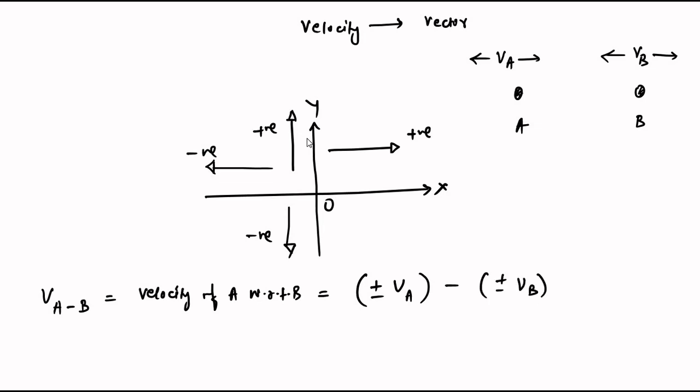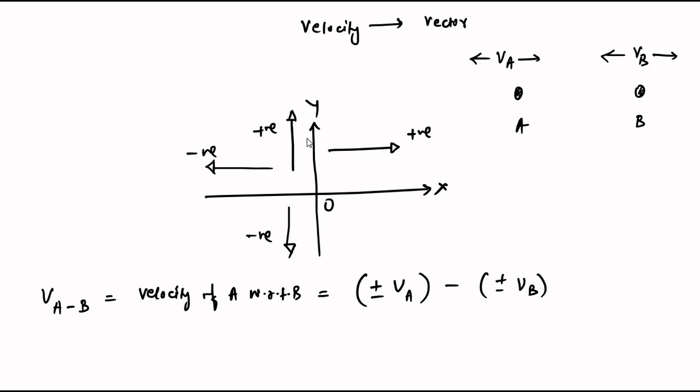Why plus minus? Because we don't know in which direction the point A is moving, whether towards the right or towards the left. If it is towards the right, then it will be plus. If it's towards the left, it will be minus. Similarly, VB, we don't know in which direction it is moving. If it is moving towards the right, it will be plus. If it is moving towards the left, it is minus.